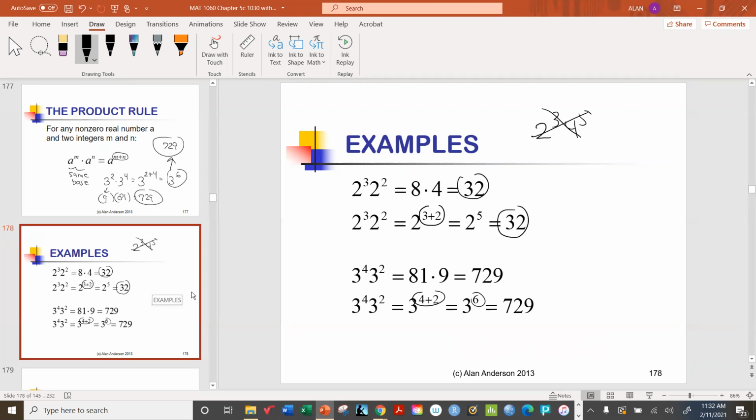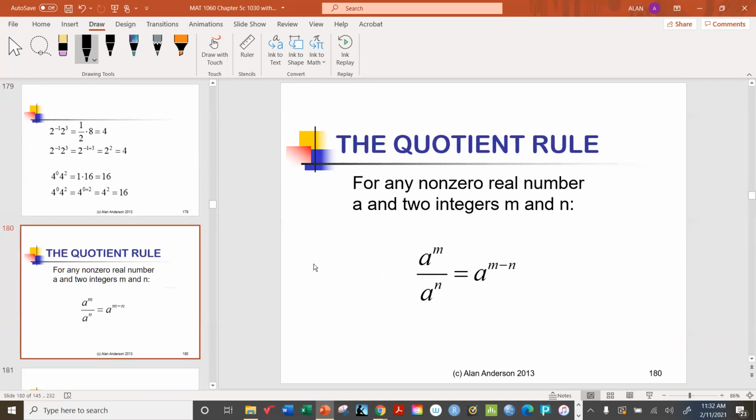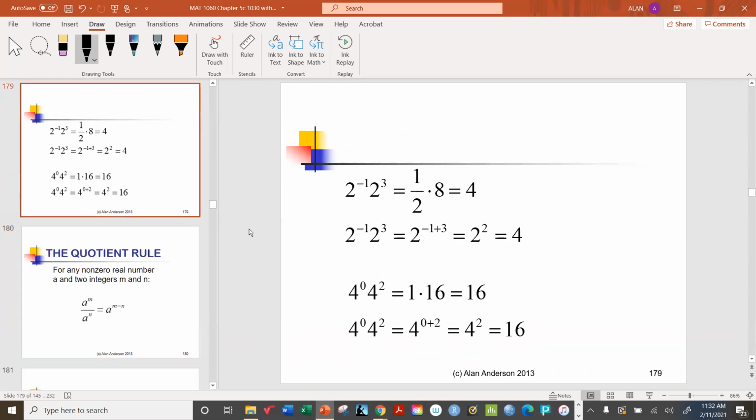Anyway, now if there's a product rule, there has to be a quotient rule. Of course. What does that look like? Oh, there's more. Sorry, there's more. I put these in here because they involve special cases. We have negative exponents and we have zeros, but you can see nothing changes. We're still adding the exponents.